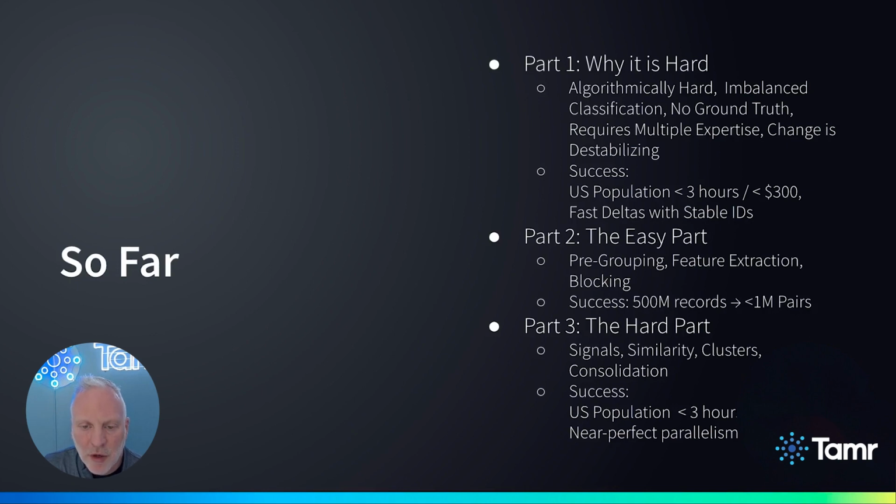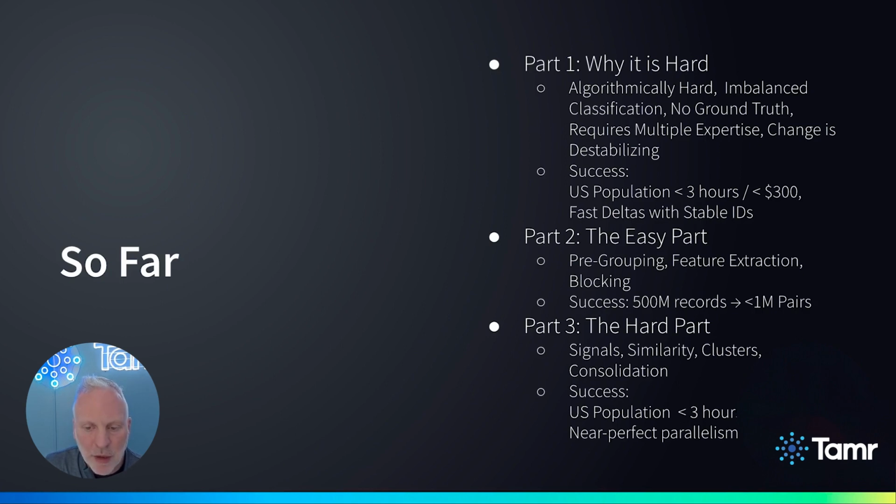In part 1, we talked about why entity resolution at scale is hard, covering some of the challenges that need to be addressed, and looking at some measures of success, including being able to deduplicate 500 million records representing the entire United States population in under 3 hours for under $300 on commodity scale-out infrastructure. We also observed that we can process a 1% delta against those 500 million records quickly and with stable IDs.